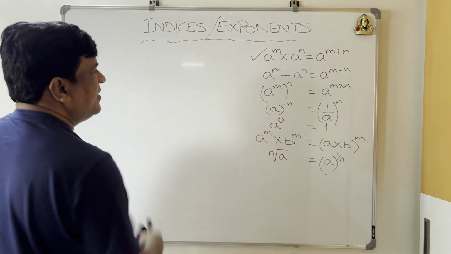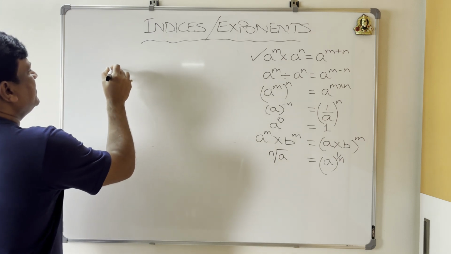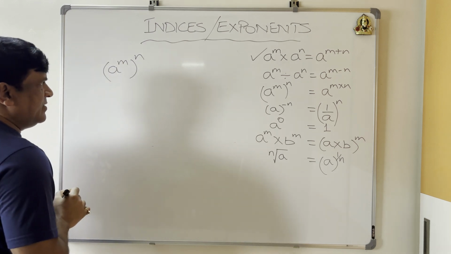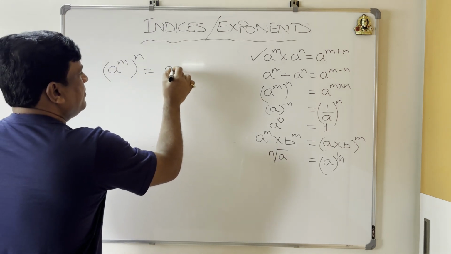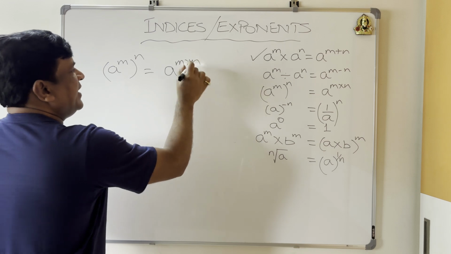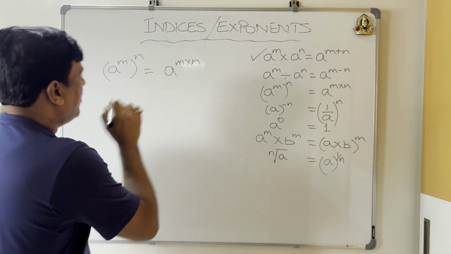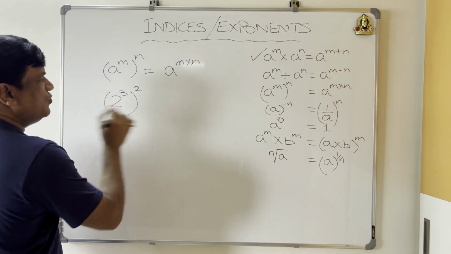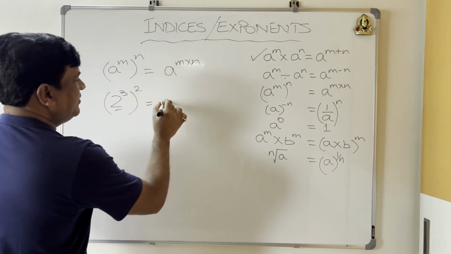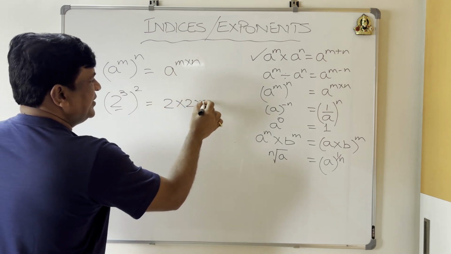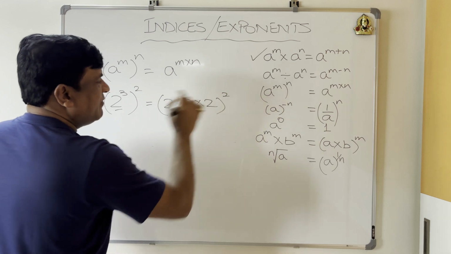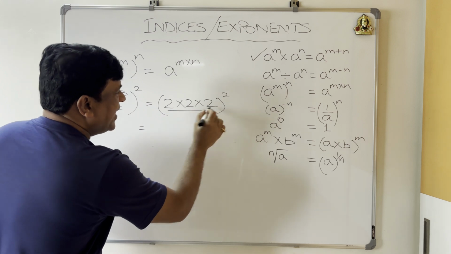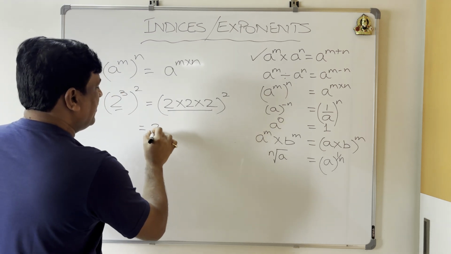What does the next one say? The next one says a to the power m, to the whole power n, gives you a to the power, you basically multiply the exponents. Now let's look at an example: 2 to the power 3, whole to the power 2, is what? I can expand this inside the bracket, which is 3 times, and outside I have another 2 times. So I need to expand this entire thing twice, so I'll write it twice.